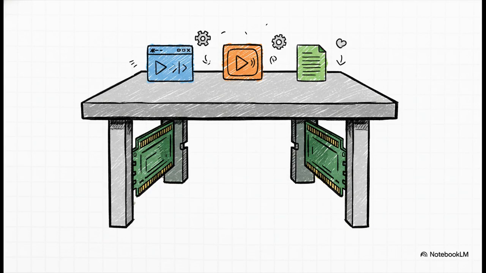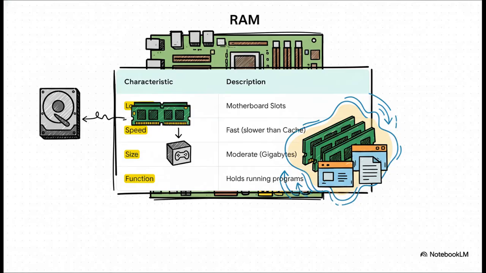All right, let's take another step down. This brings us to a level you've probably heard of: RAM, Random Access Memory. If the CPU is the brain, you can think of RAM as the computer's main workbench. Whenever you launch an app, your web browser, a game, whatever, it gets pulled from your hard drive and loaded into RAM. This is where all your currently running programs live. We're talking gigabytes of space here, so it's much, much bigger than the cache. But it's also noticeably slower.